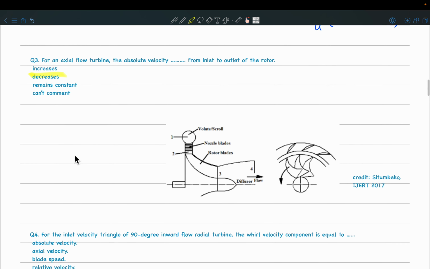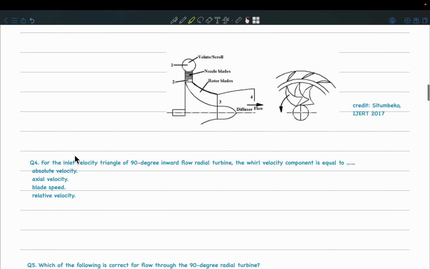Okay, so next the question is about radial turbines. Now what happens in an inlet flow radial turbine? What you can see in this diagram is a radial turbine, and the flow comes in the radial direction and it is thrown out in the axial direction, right? Now the question is, for the inlet velocity triangle of a 90-degree inward flow radial turbine, the whirl velocity component is equal to which of the following?